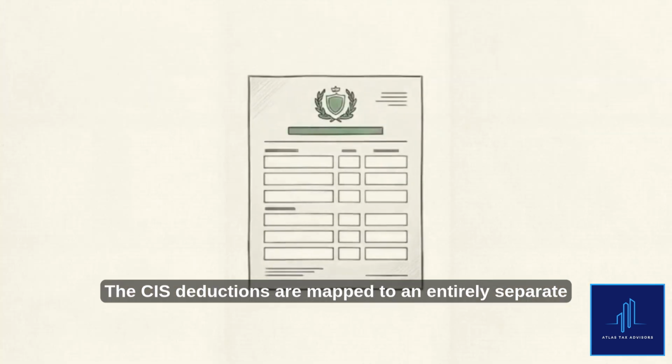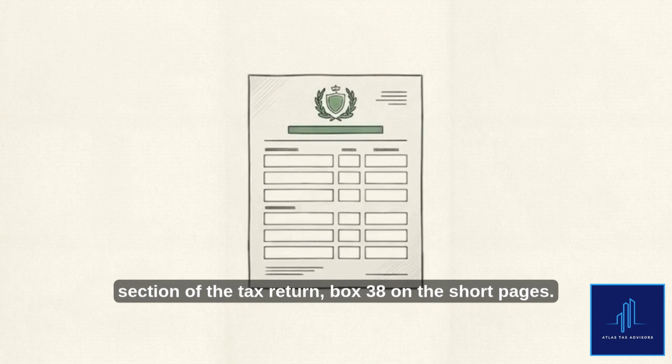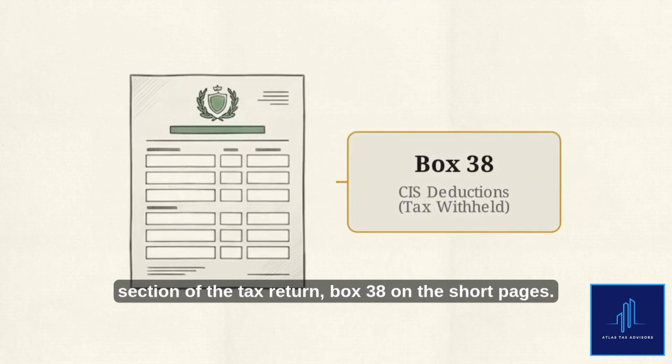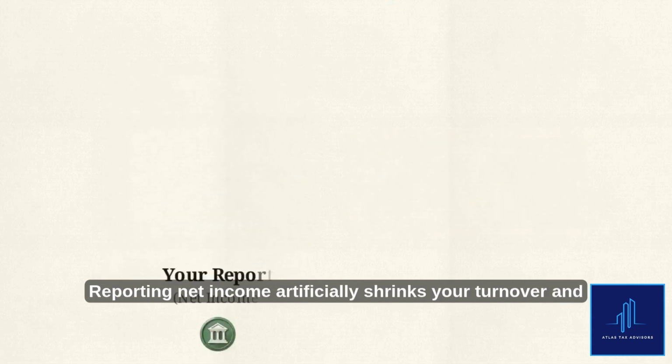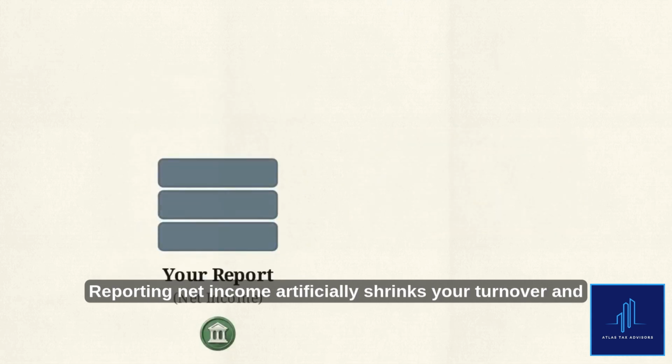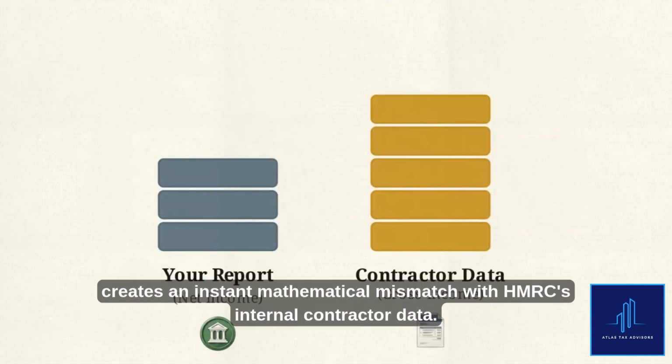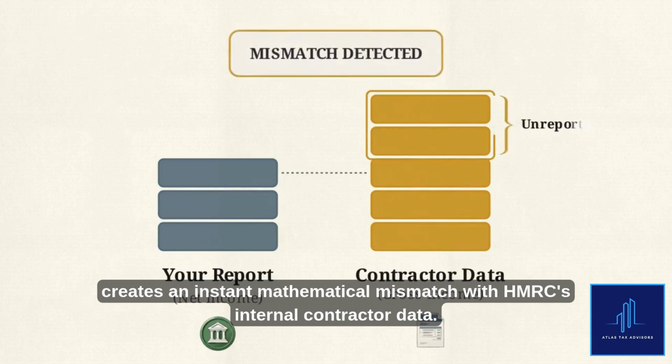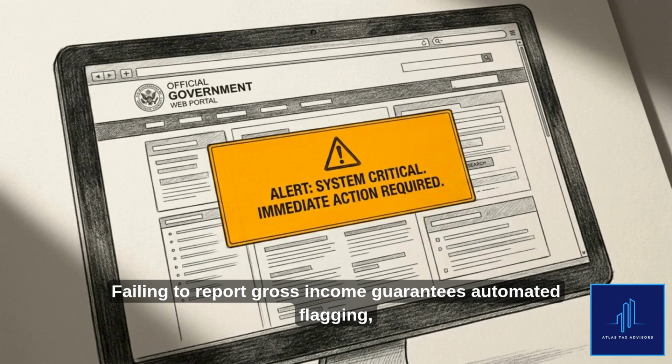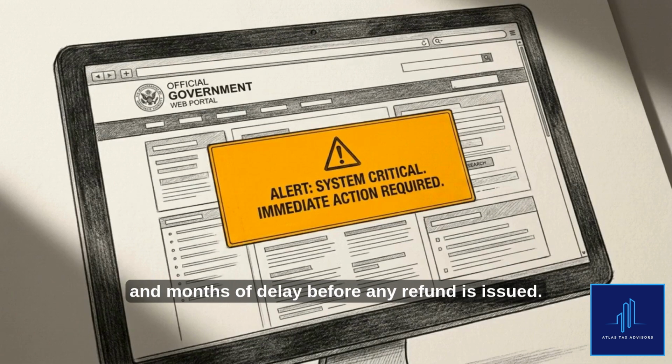The CIS deductions are mapped to an entirely separate section of the tax return, box 38 on the short pages. Reporting net income artificially shrinks your turnover and creates an instant mathematical mismatch with HMRC's internal contractor data. Failing to report gross income guarantees automated flags and months of delay before any refund is issued.